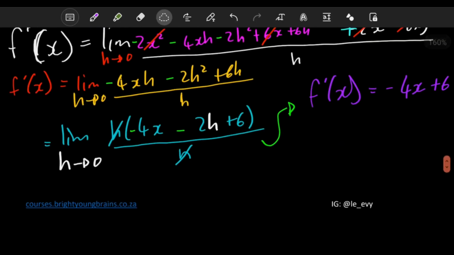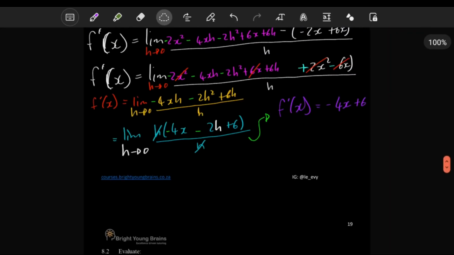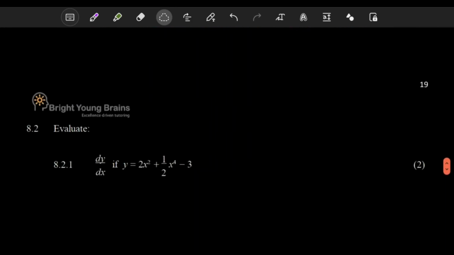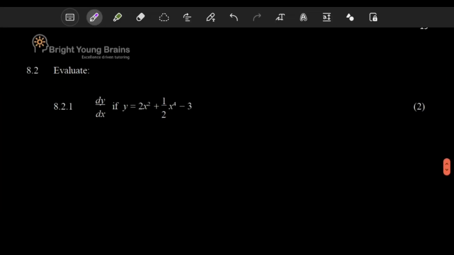So we threw h as 0 there. That is how we ended up with this. Moving on to question number 8.2. What does 8.2 say? They want us to differentiate. They said get dy over dx. They said evaluate dy over dx if this is your given expression.